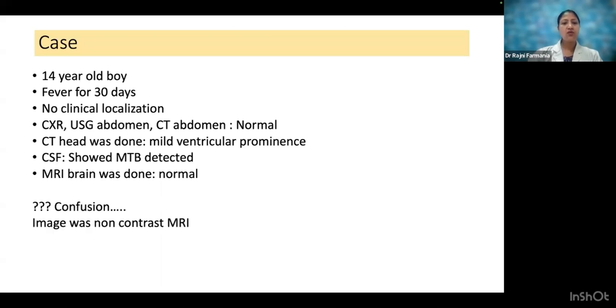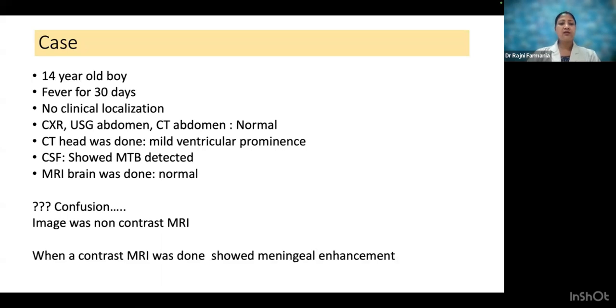Because the image was a non-contrast MRI. Sometimes if we don't give contrast, we are not able to see basal exudates or early tuberculosis, the miliary findings, which can only be picked up in a contrast scan. The MRI brain can be totally normal. So here it is not that it is not matching; we did not do the right scan. You have to first do the right scan. So get a contrast MRI done, and it shows meningeal enhancement. So this completes the whole case as a case of TB meningitis.